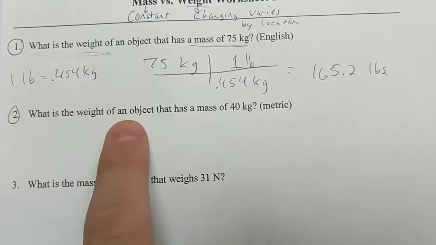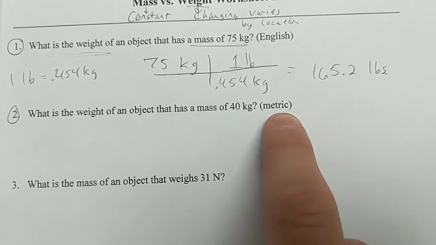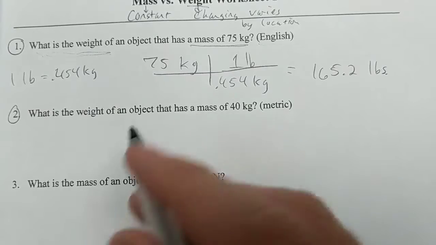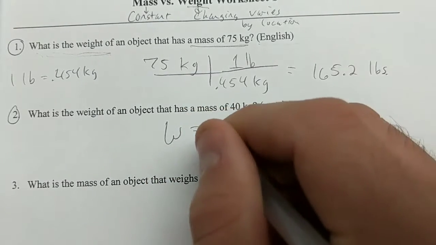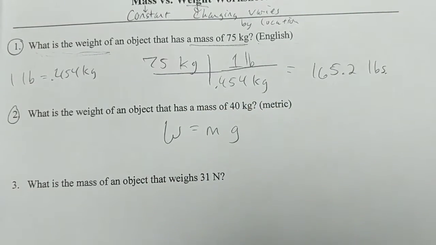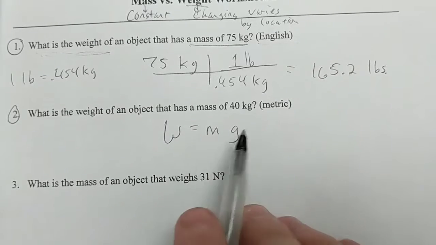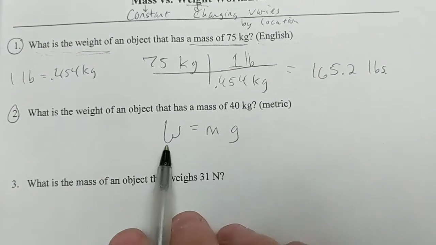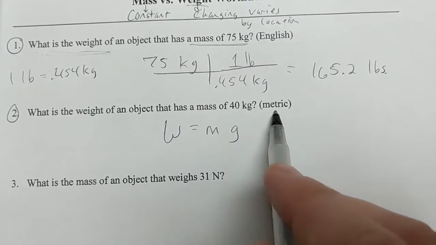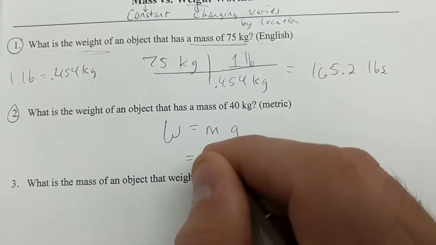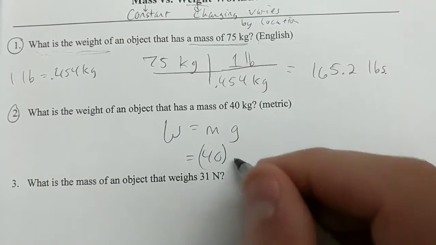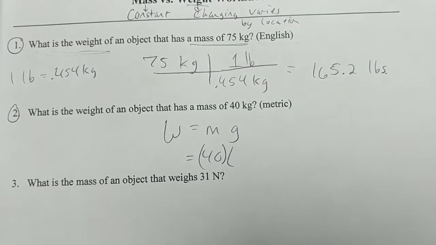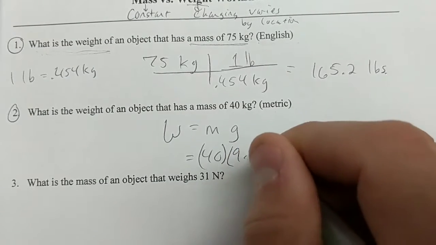Number 2, what is the weight of an object that has a mass of 40 kilograms, and they want it in metric units now. So here we're going to use the weight formula. M stands for mass, G is the acceleration due to gravity, and W is the weight. That's what we're looking for in metric. So we're going to use 40 for our kilograms. The acceleration due to gravity on Earth is 9.8 meters per second squared.